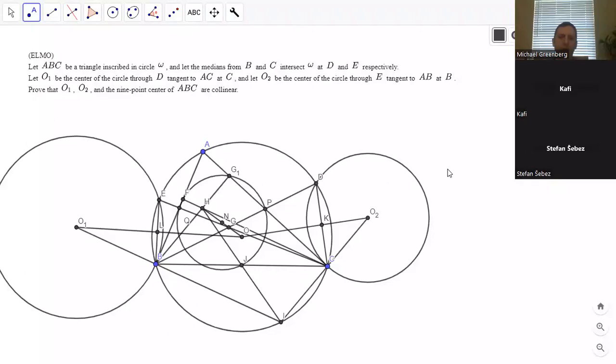So we could try to show HC squared minus HD squared is O1C squared minus O1B squared. I'm not sure how well that works, but an idea.